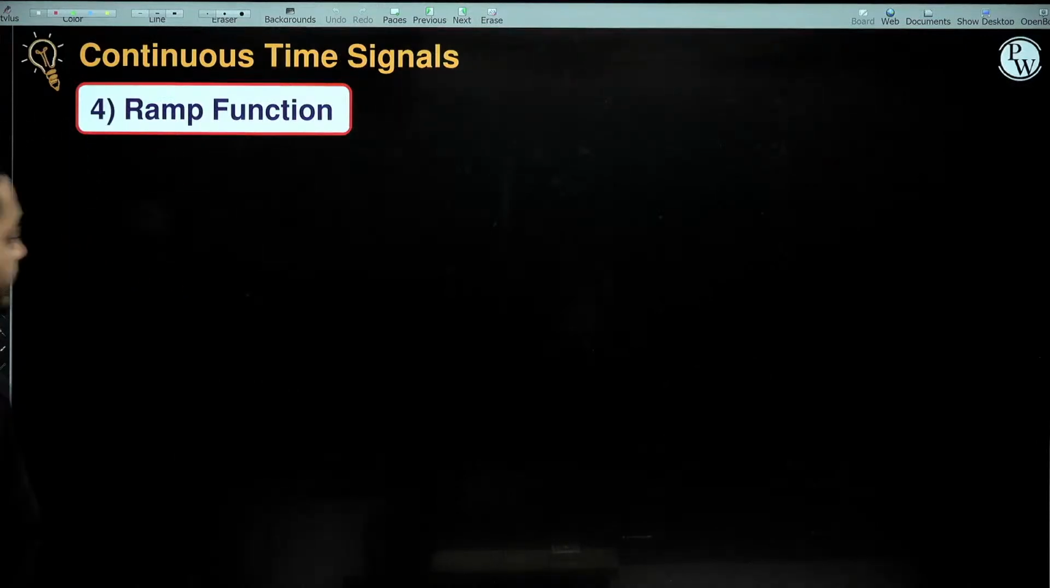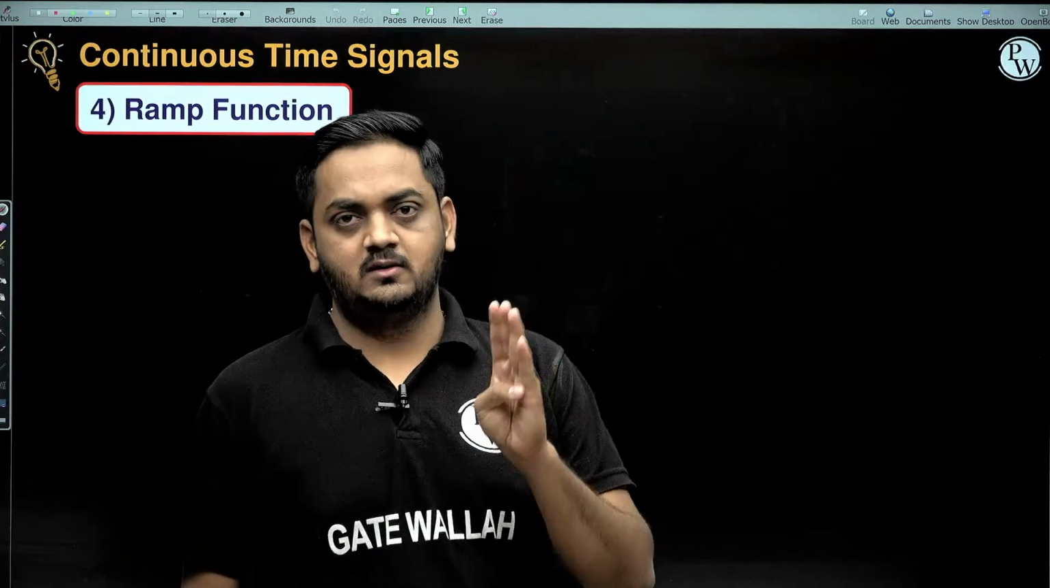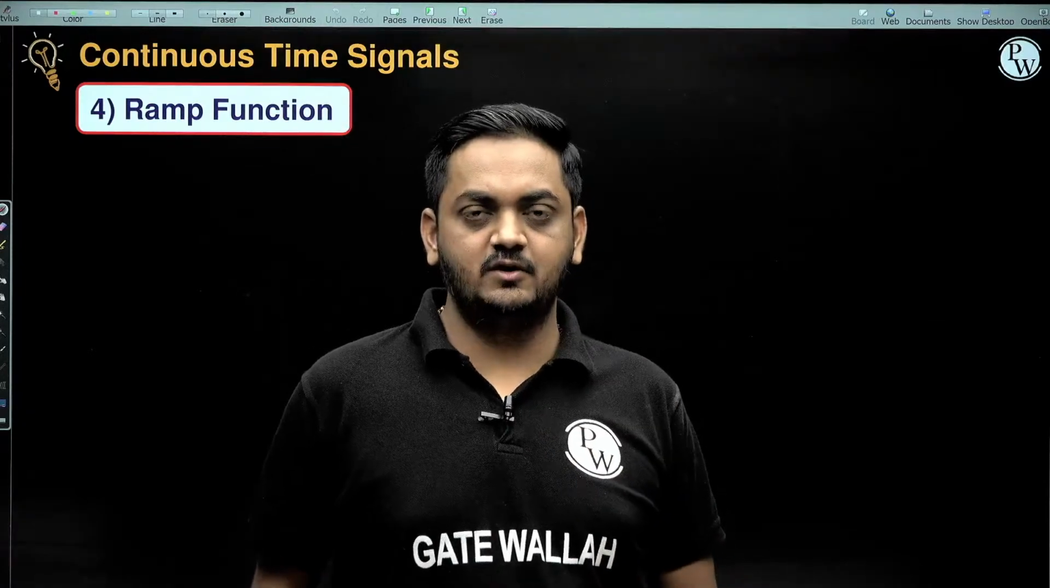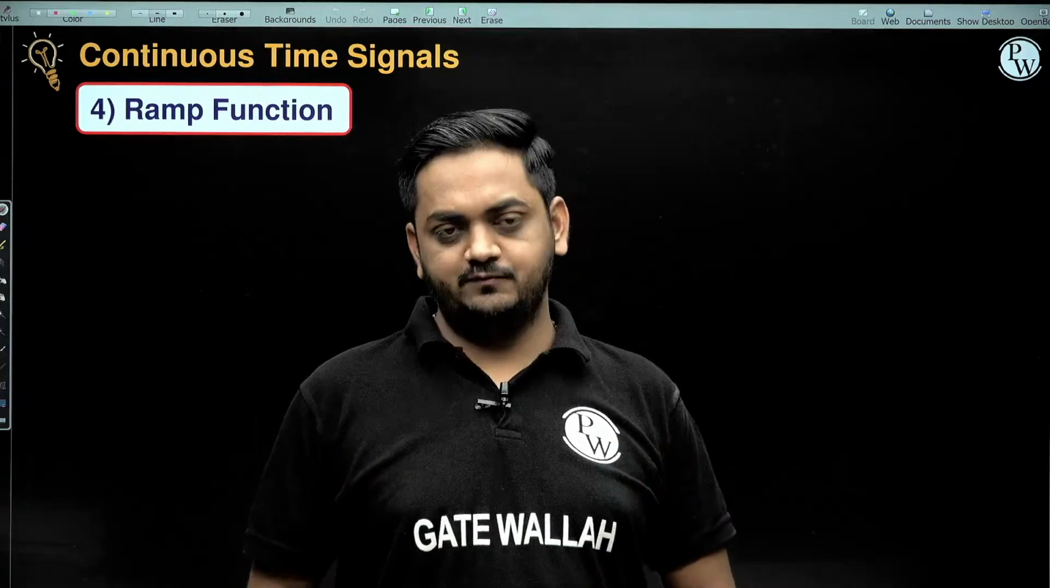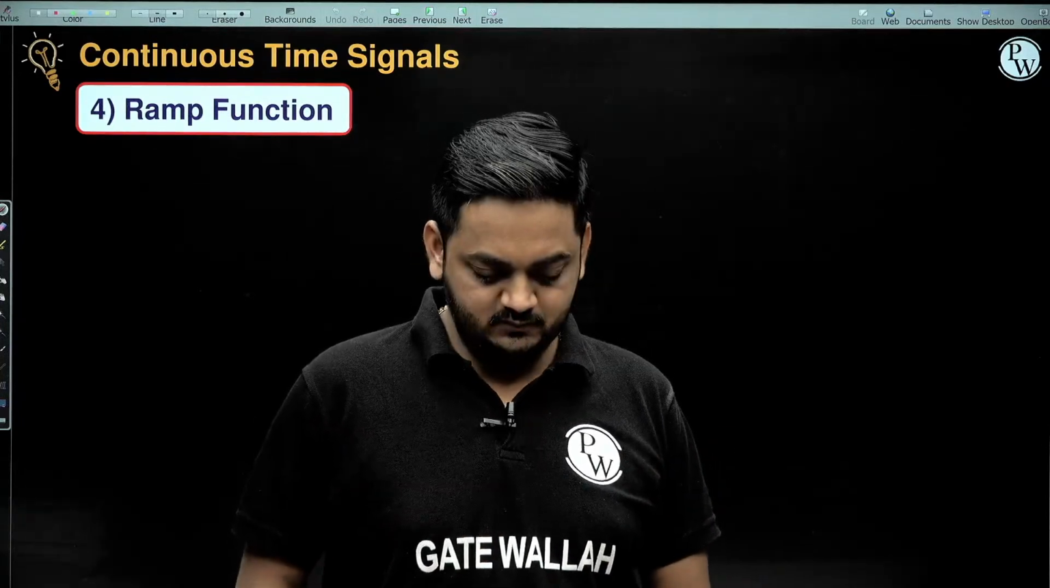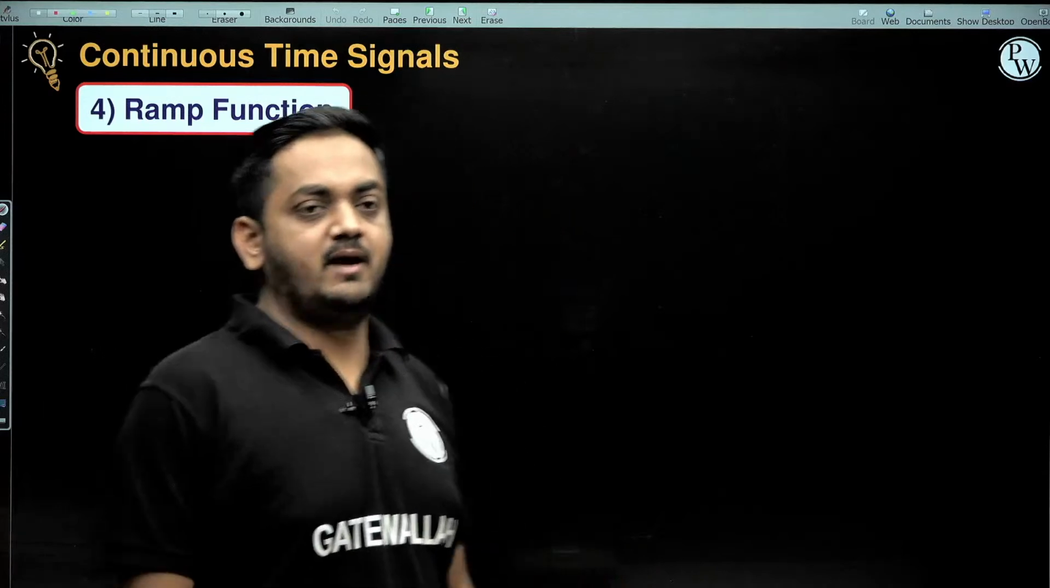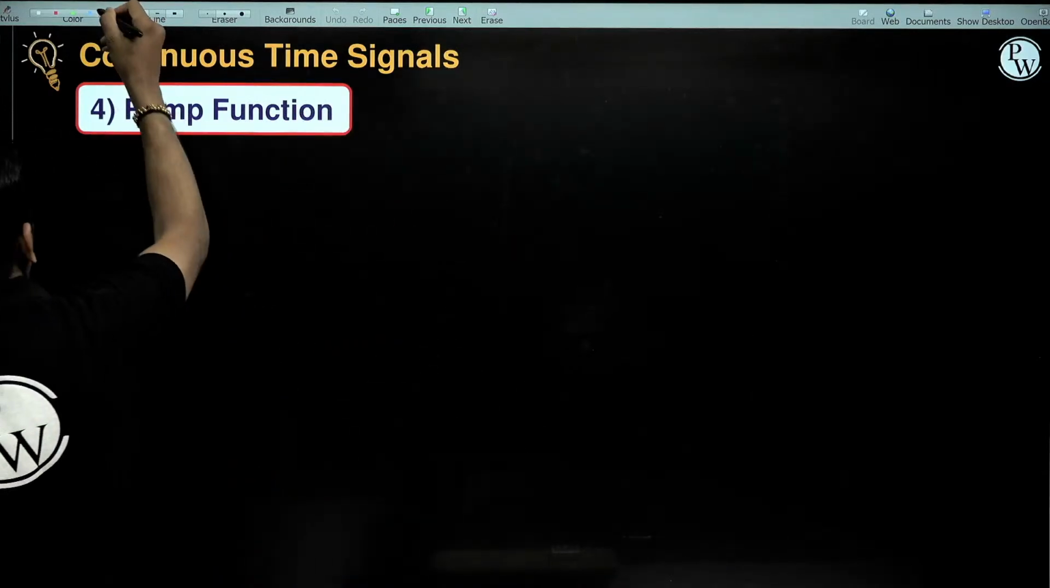So we completed the unit step function, or step function, in continuous time, then the rectangular function and the continuous impulse function. The continuous impulse function is also known as the Dirac delta function. Now next is the ramp function, guys, the continuous time ramp signal.